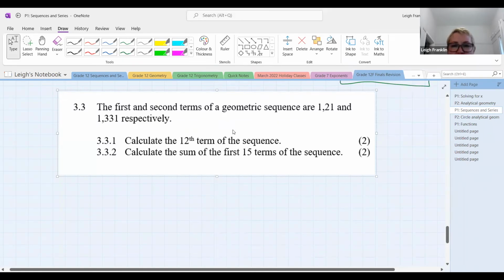All right, should we have a look at this geometric sequence now and see where we end up?